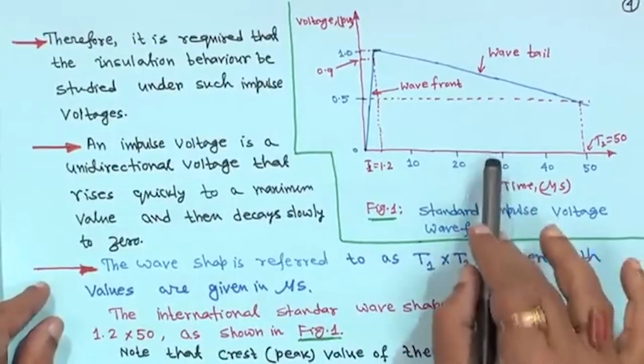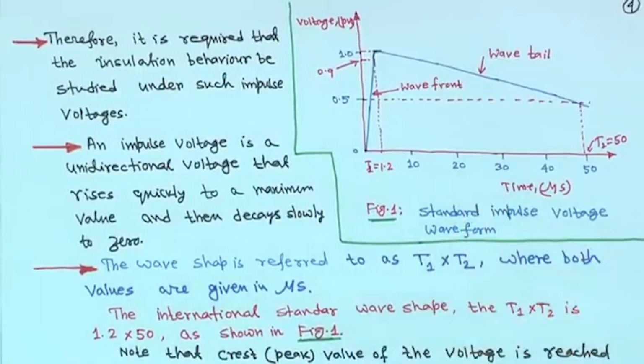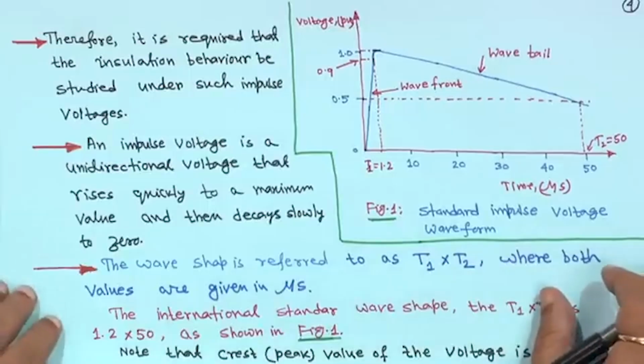I will come to this figure later on. Therefore, it is required that the insulation behavior be studied under such impulse voltages. Whenever manufacturers make transformers, for example, they go for a laboratory impulse test, because the impulse lasts for microseconds, to see whether the transformer insulation can sustain it or not.